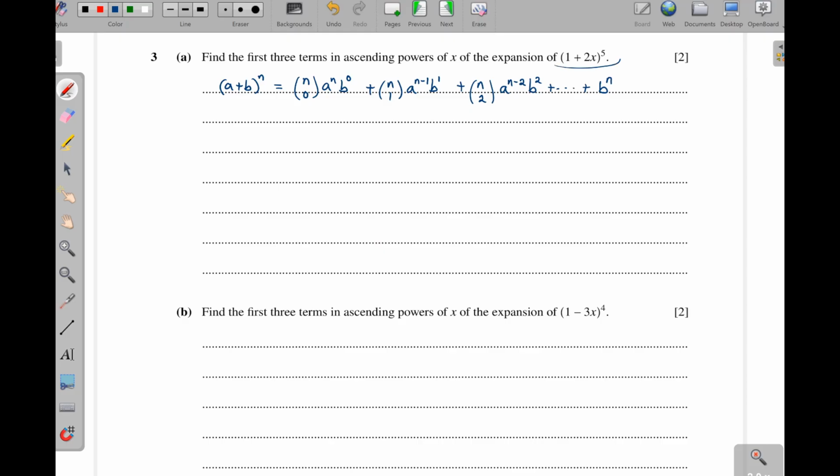Now let us look at this one here. We have 1 plus 2x to the power of 5. Now we shall have n is 5, then combination 0. Our a is 1, so you power it with the 5. And then our b is 2x, so power 0. Then 5 combination 1 here, then 1 here, power 4. And then 2x has to be power 1. And then they said first 3. So lastly we have 5 combination 2, 1 to the power of 3, and then 2x to the power of 2.